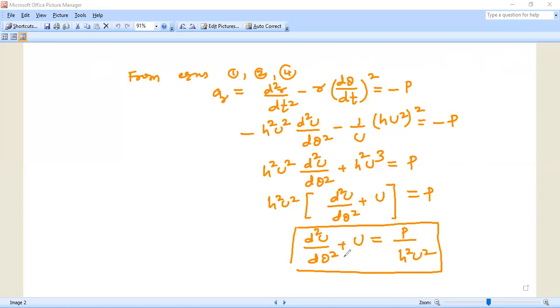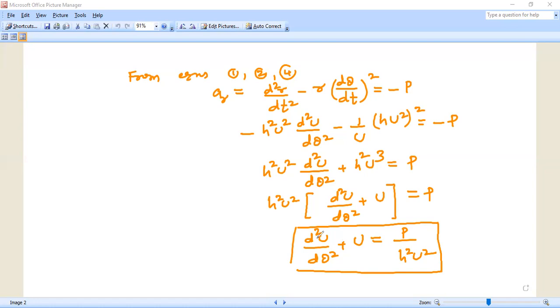So this differential equation is known as the polar equation of motion of the particle when it is acted upon by the central force, or the equation of motion of a particle which is moving under the central force. So this second order differential equation, that is d square u by d theta square plus u equal to p by h square u square, represents the equation of motion of the particle under the central force.